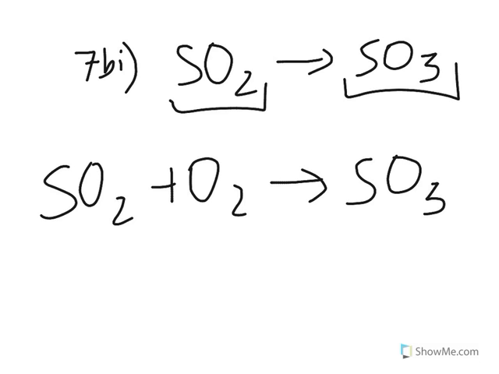Now, the job's not done yet. You've got to balance. If I put 2 here, I'm going to have 2 S's and 6 O's. And over here I have 4 O's and 1 S. So if I put a 2 in front of the S, I'll have 2 S's and 6 O's on either side, so it's balanced.